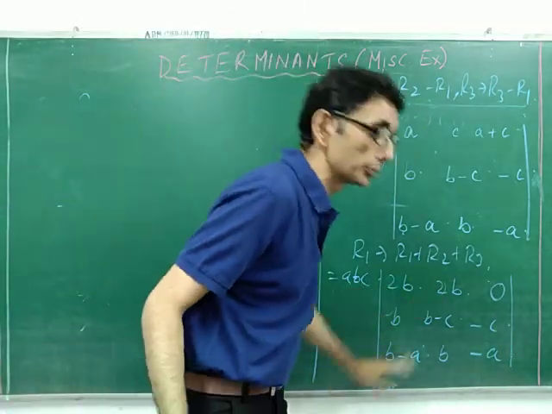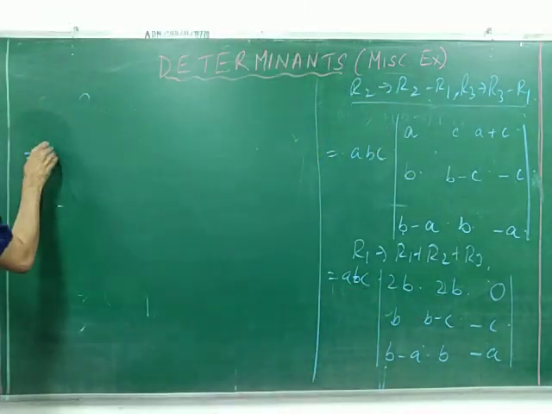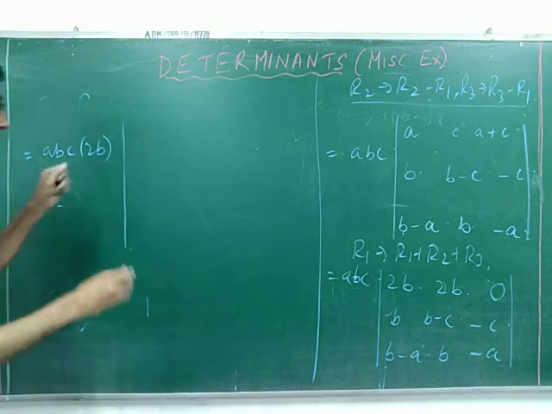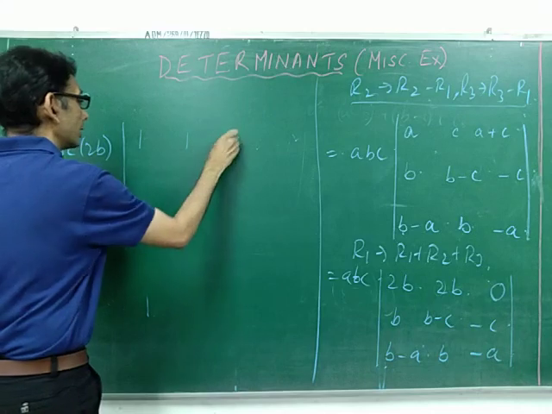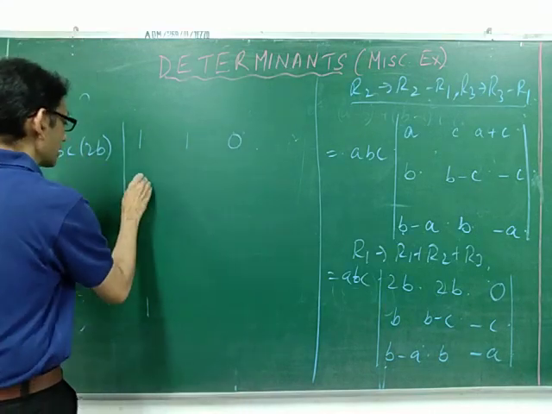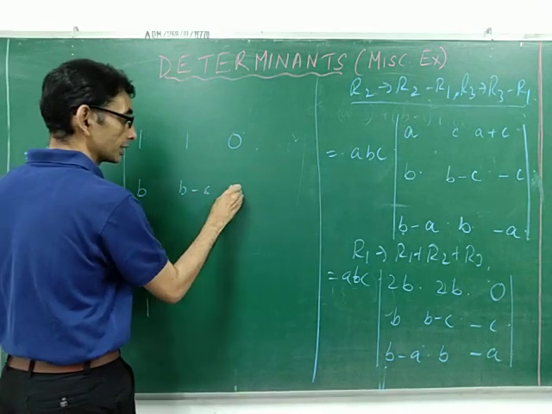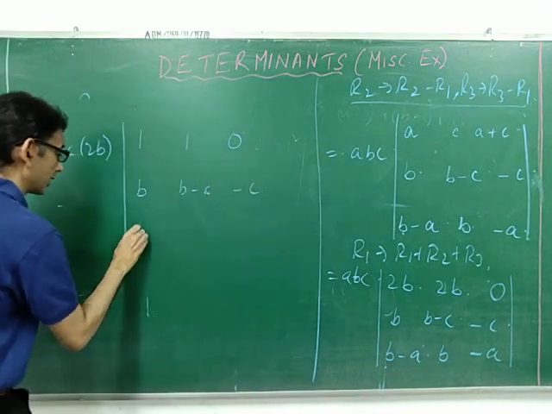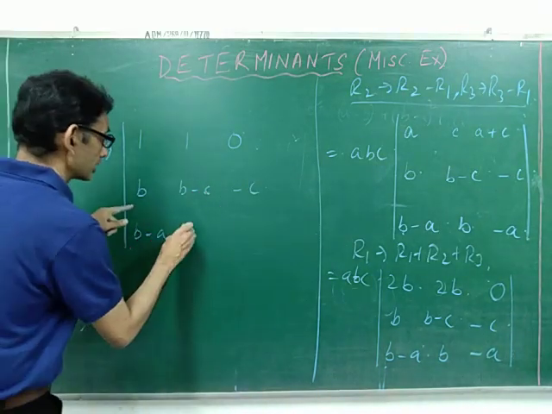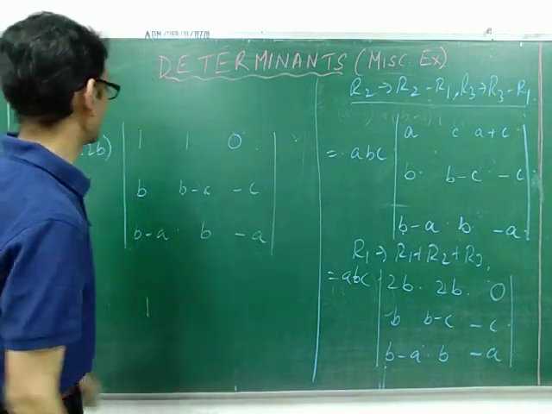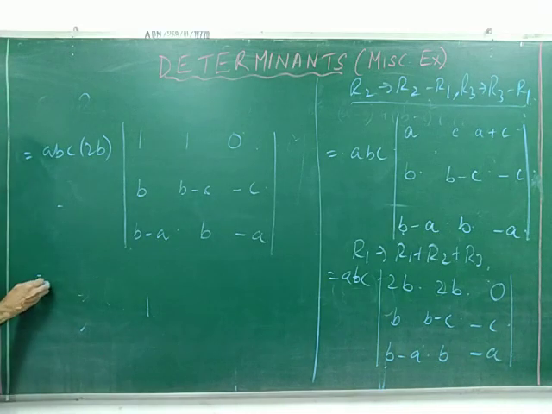You have seen the first row, 2b is common, so we'll take 2b. Already ABC is there, we'll take 2b also out. So what will be the first row? It's 1, 1, 0. And this is B minus C, this is minus C, this is B minus A, and this is B, this is minus A, right? Okay, A is equal to.